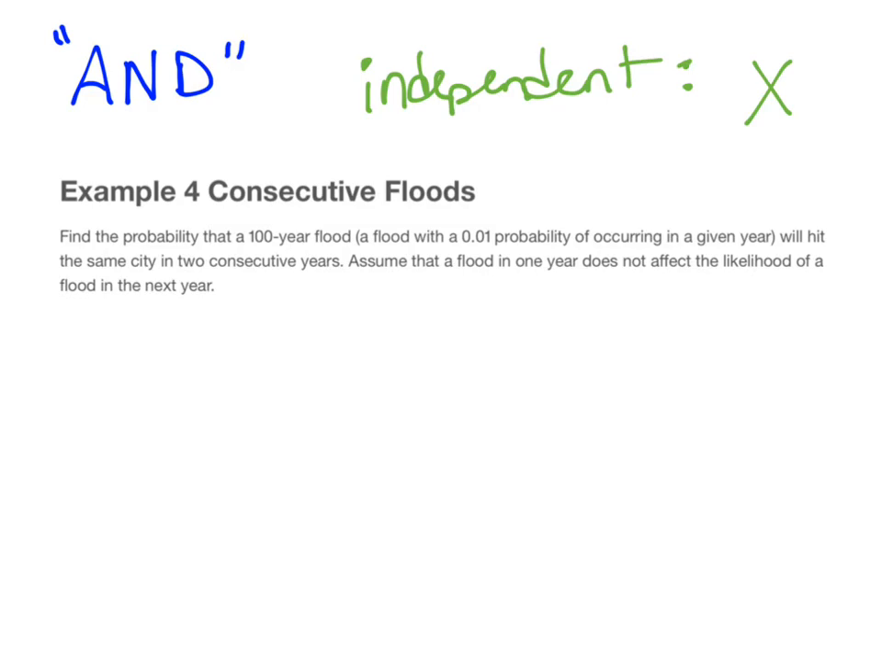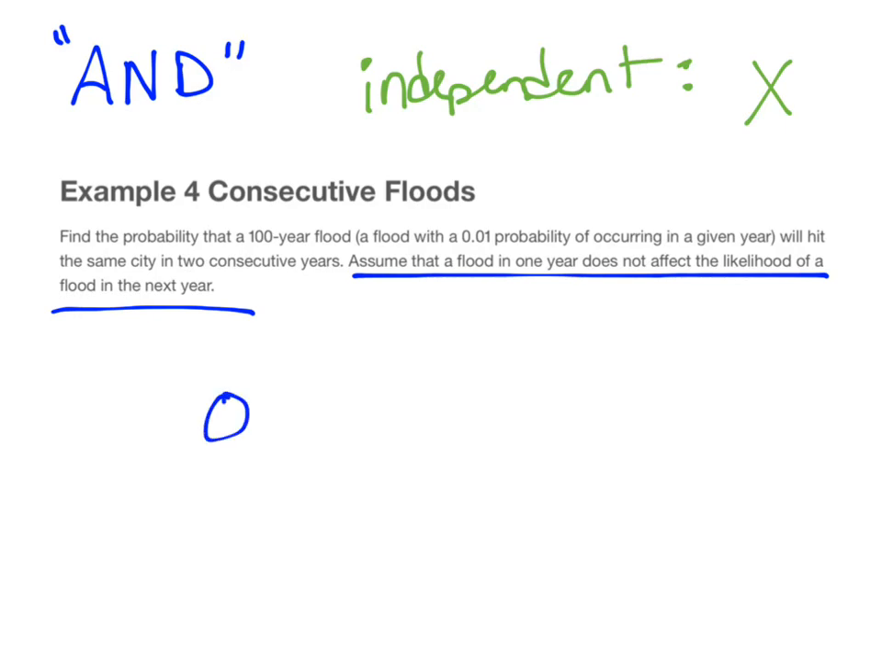So as an example, find the probability that a 100-year flood, which is a flood with a 0.01 probability of occurring in a given year, will hit the same city in 2 consecutive years. Assume that a flood in 1 year does not affect the likelihood of a flood in the next year. So that last sentence is the clue that's letting us know that these events are to be considered as independent for this example.